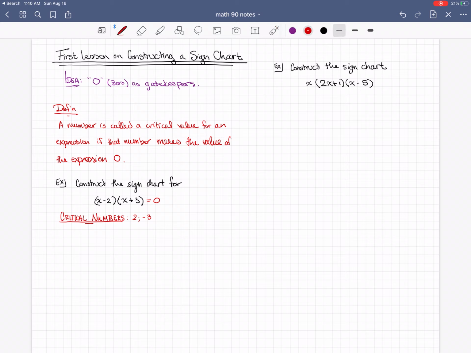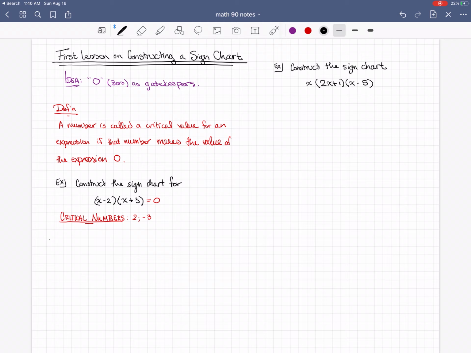The next thing I'm going to do, and in future examples we will speed up this process, is think about this as a product. So if I'm multiplying 2 things, when is the product going to be positive? The product is positive when both of the factors are positive or both of the factors are negative. When is the product going to be negative? When one of the factors is positive and the other factor is negative.